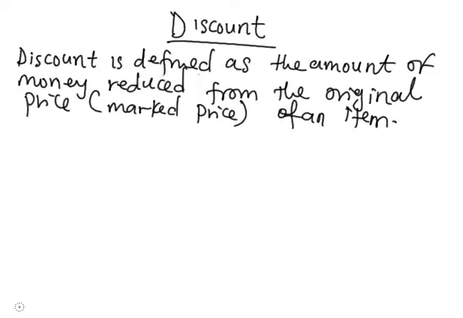Discount is defined from the screen. From what I've written, discount is defined as the amount of money reduced from the original price of an item. This original price can sometimes be referred to as the mark price. So we say that discount is the amount of money reduced from the original price of an item.